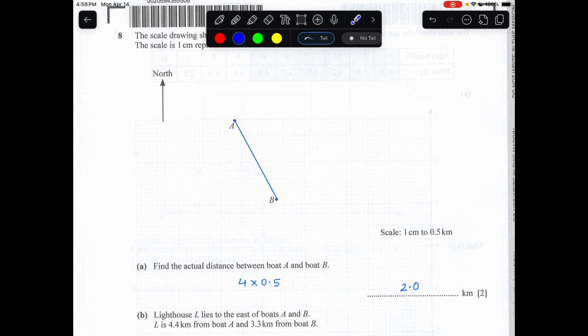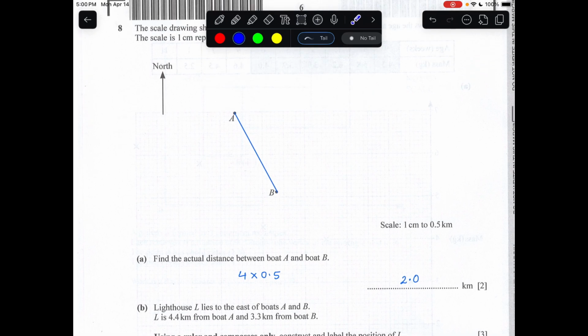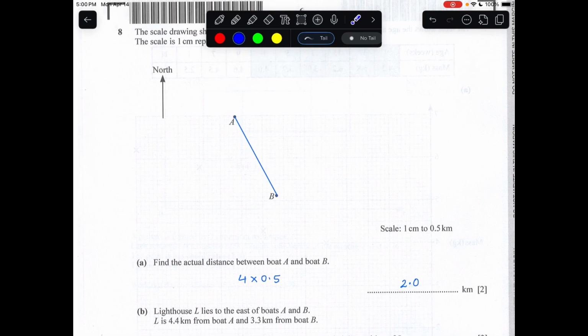The lighthouse L lies to the east of both A and B. L is 4.4 kilometers from A and 3.3 kilometers from B. Use a ruler and a compass to construct and label the position of L. So you would use your ruler and compass, and then from A, you're going to draw an arc like that, and from B, you draw another arc. So what would be the length of these arcs?